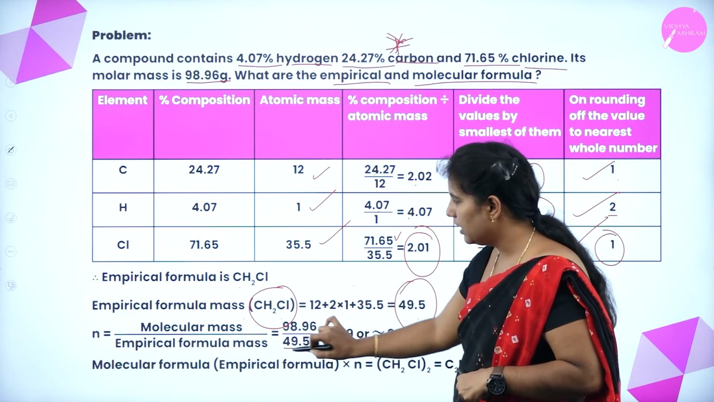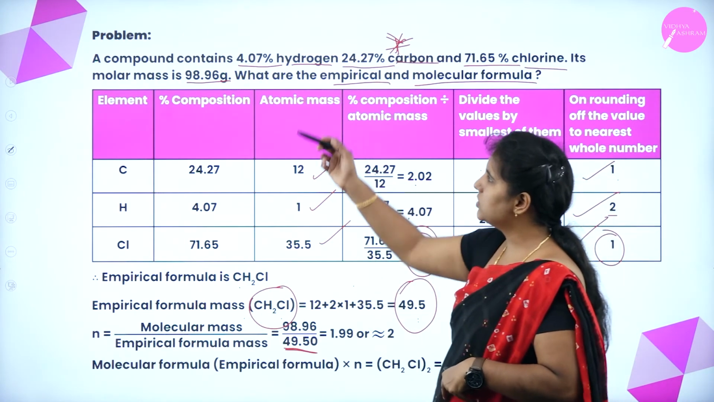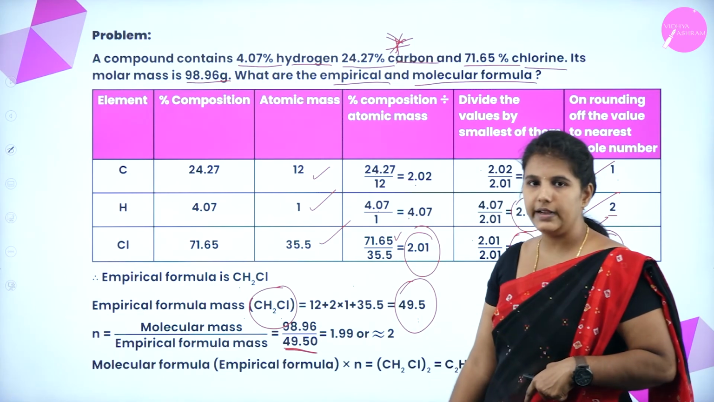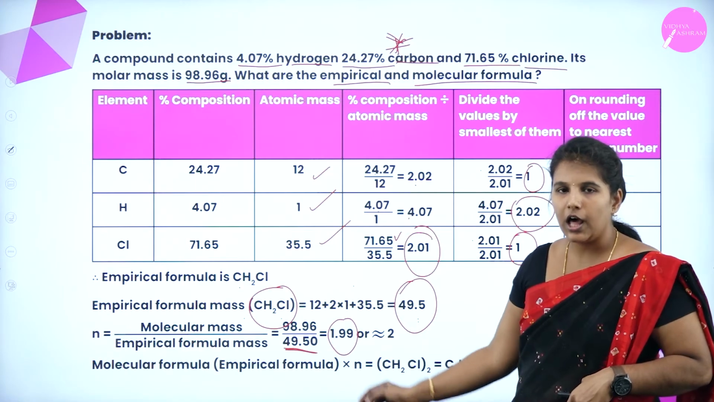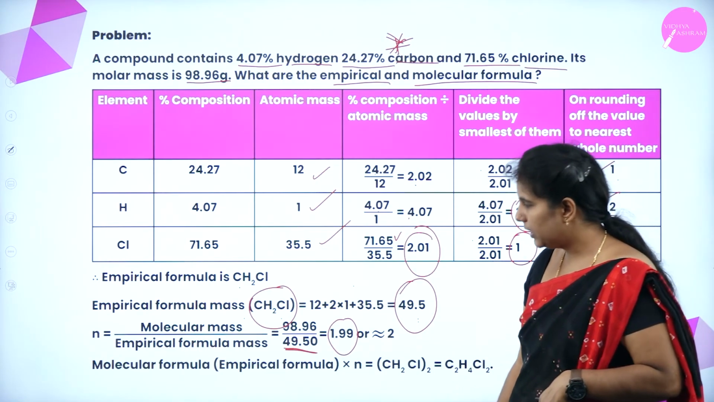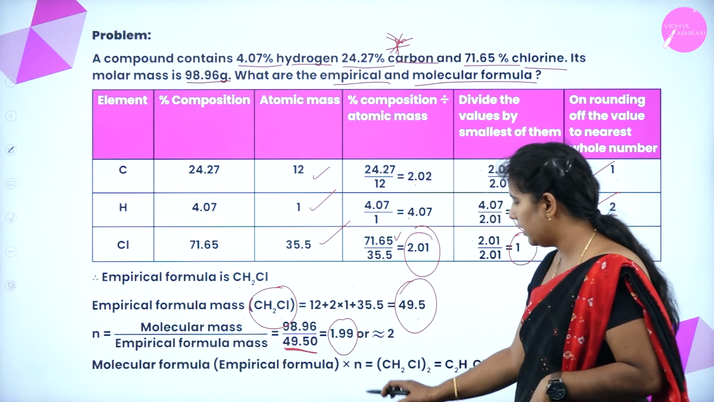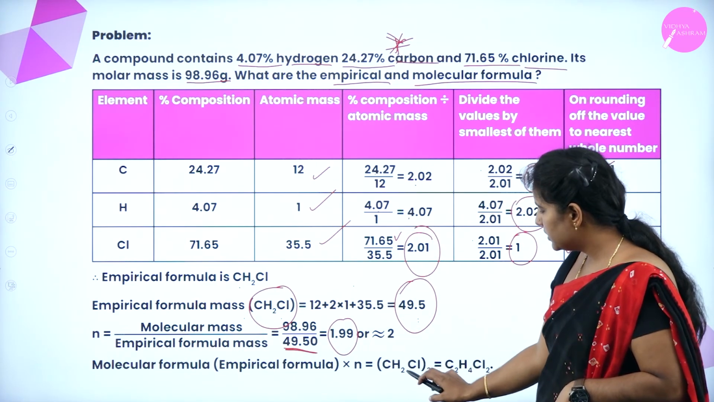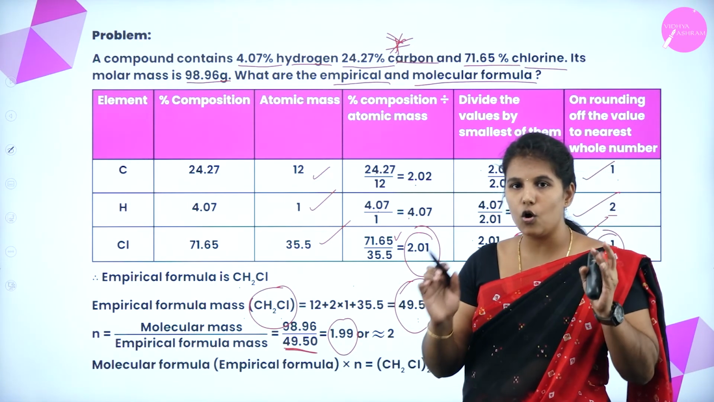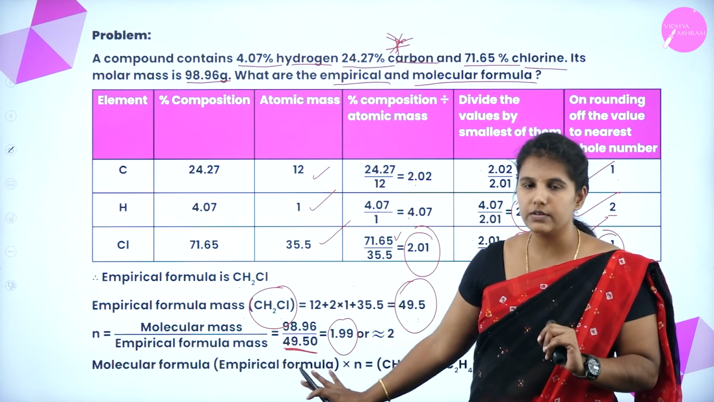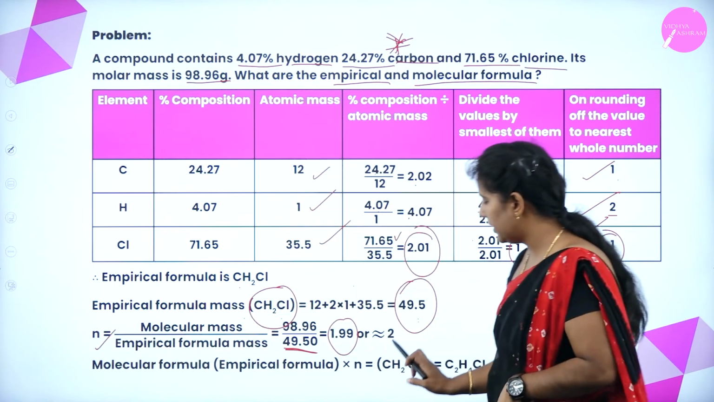Just now we found that the empirical formula mass is 49.5. And the molar mass given in the problem is 98.96. If you divide this, you will get 1.99. We can round this off to 2. That shows that the molecular formula is the empirical formula into n, which equals CH2Cl whole bracket into 2. We have to multiply the whole formula by 2 because the value of n is 2. Right? Because just now we got the value of n as 2.